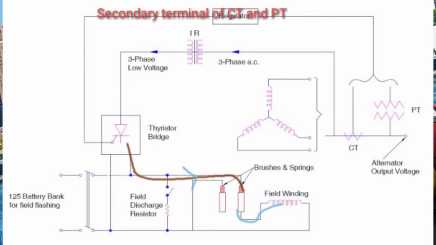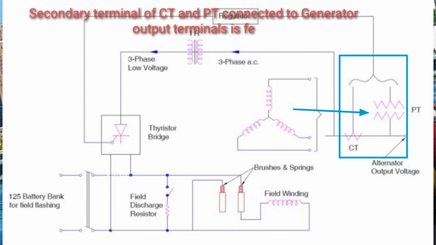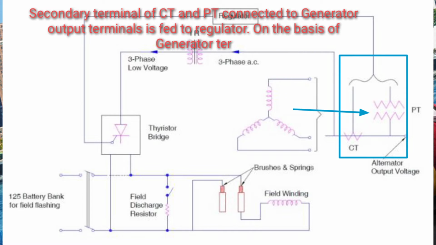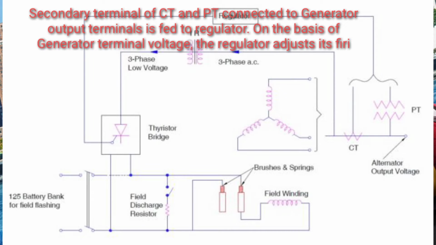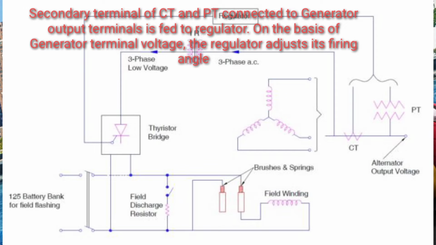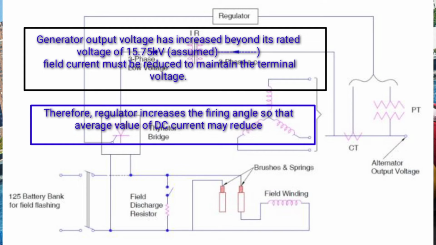The secondary terminals of the CT and PT connected to the generator output terminals are fed to the regulator. On the basis of the generator terminal voltage, the regulator adjusts its firing angle. For example, if the generator output voltage has increased beyond its rated voltage of 15.75 kV assumed, in that case, the field current must be reduced to maintain the terminal voltage.